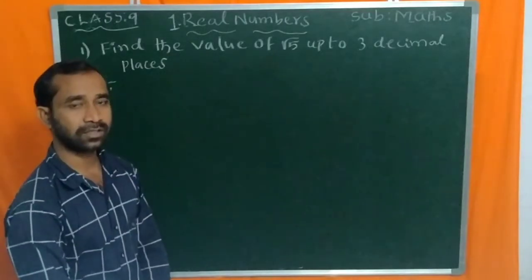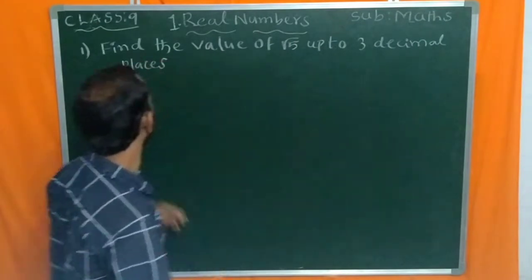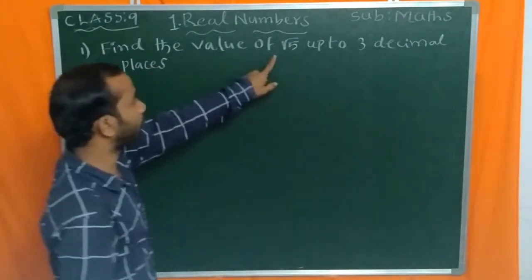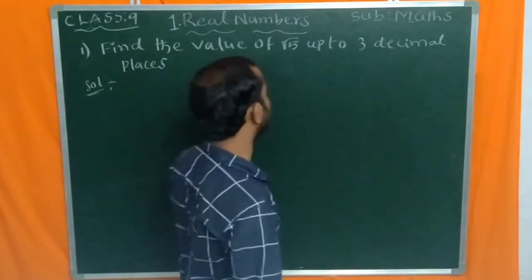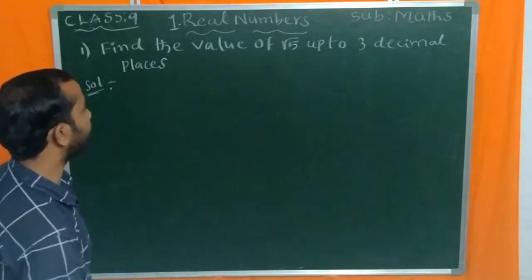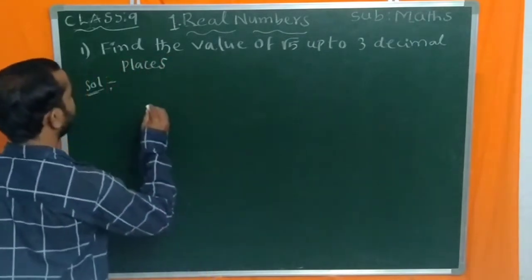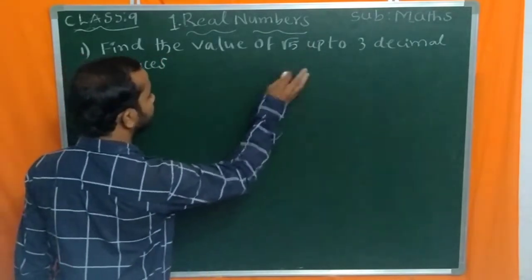Good morning, children. Continue this class, real numbers. Next, find the value of root 5 up to 3 decimals. Root 5 is an irrational number. We can find the decimal values. Okay, so we can use the long division method.